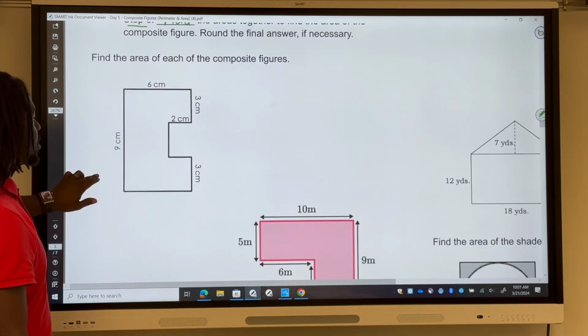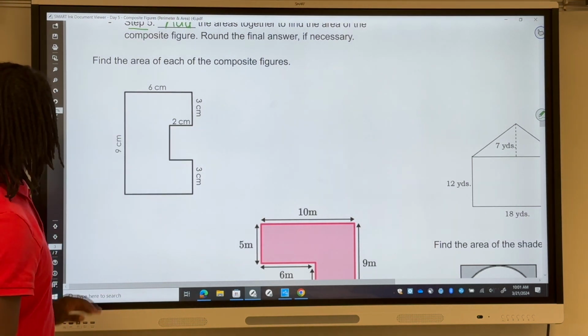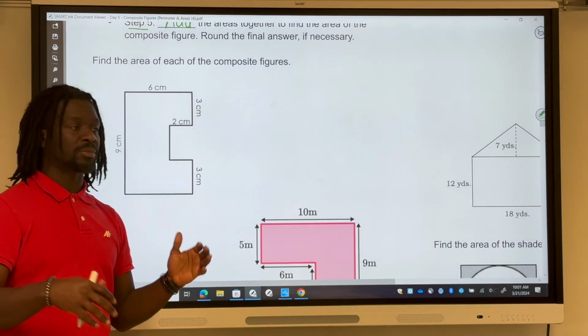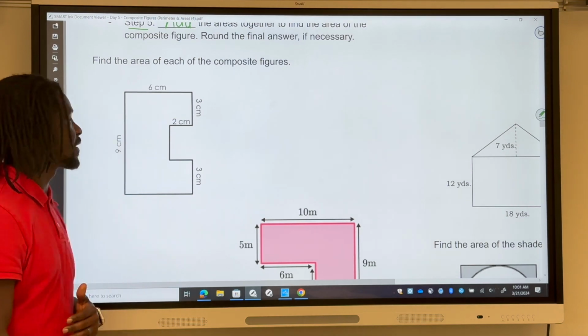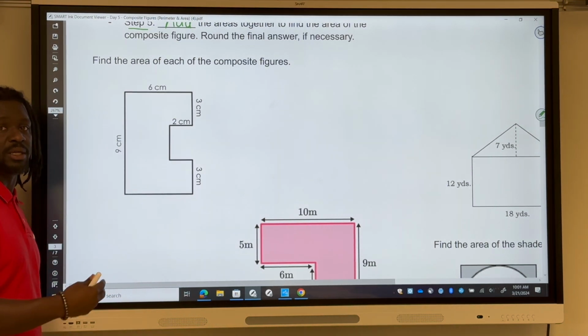Okay, so we'll start with this one. All right, and so when we look at this, we have this C-looking shape. There is no formula for just this type of a shape, so what we've got to do is divide it up. Okay, now here's the deal. There are different ways that you could divide this up.